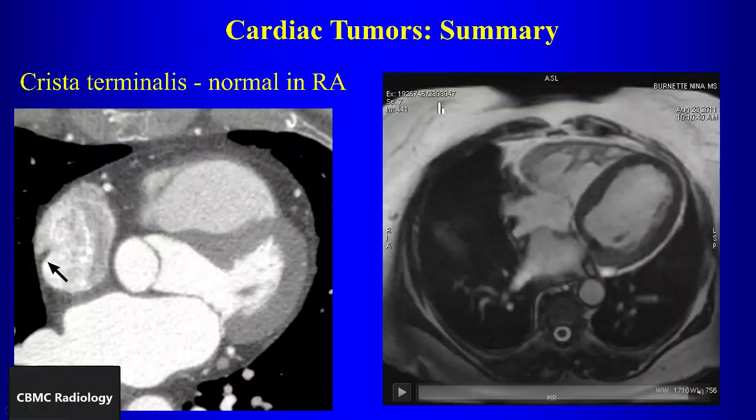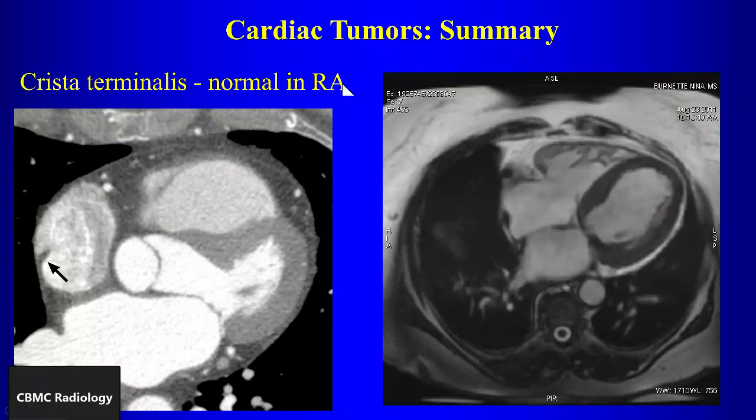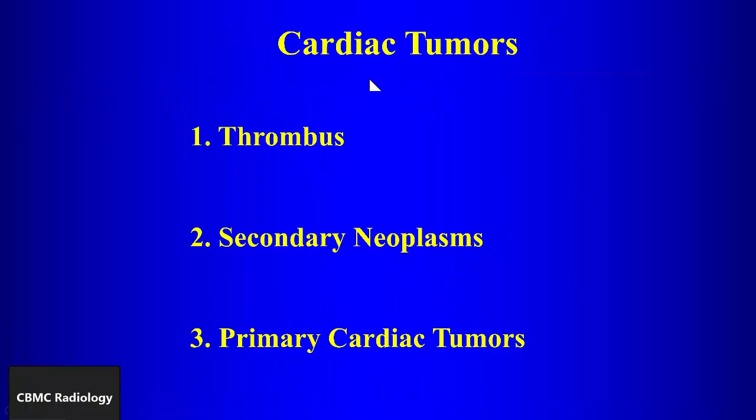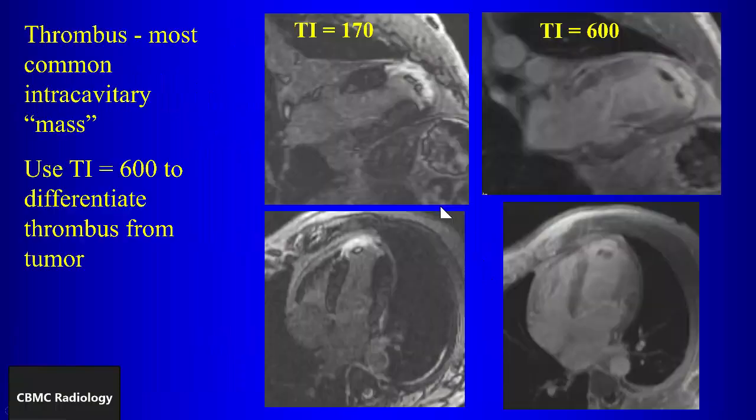So what do we need to remember? Crista terminalis, normal finding in the right atrium. You don't want to mistake that for a tumor. Always think thrombus first if you have an intracavitary mass, more common than anything else. When you're dealing with tumors, secondary neoplasms, metastatic disease, always more common than primary tumors and primary cardiac tumors. So that's usually your order of thinking. Thrombus is the most common intracavitary mass.